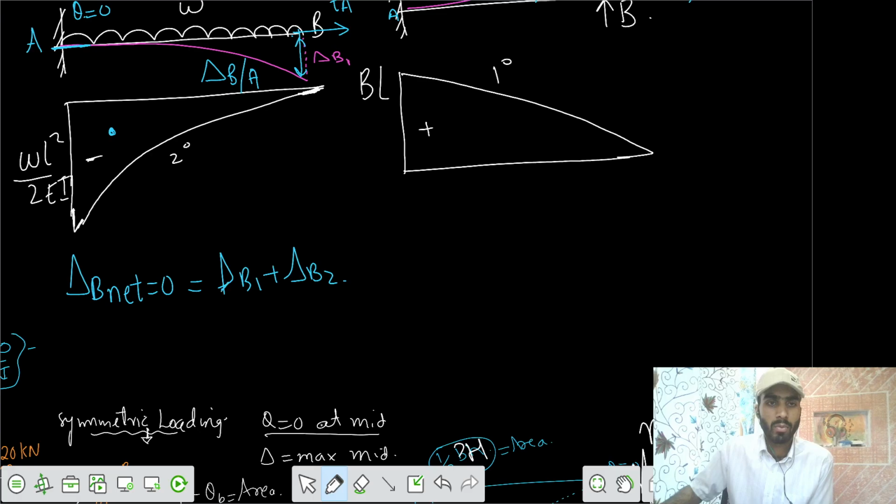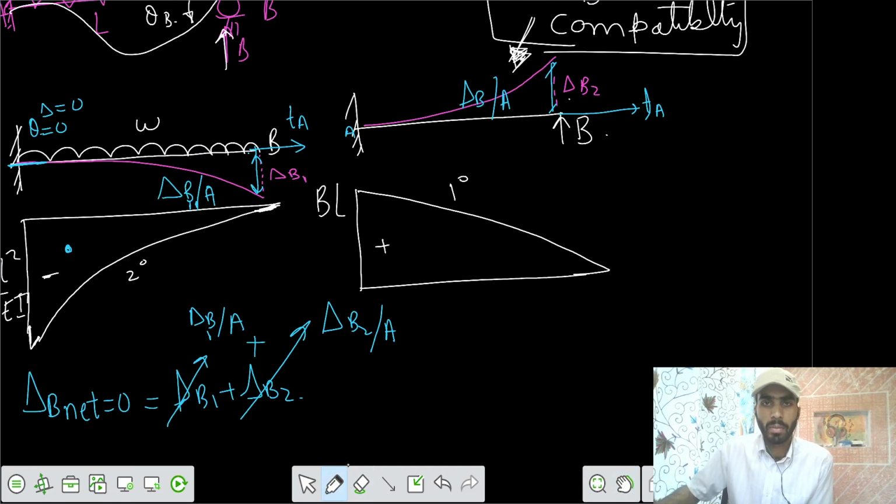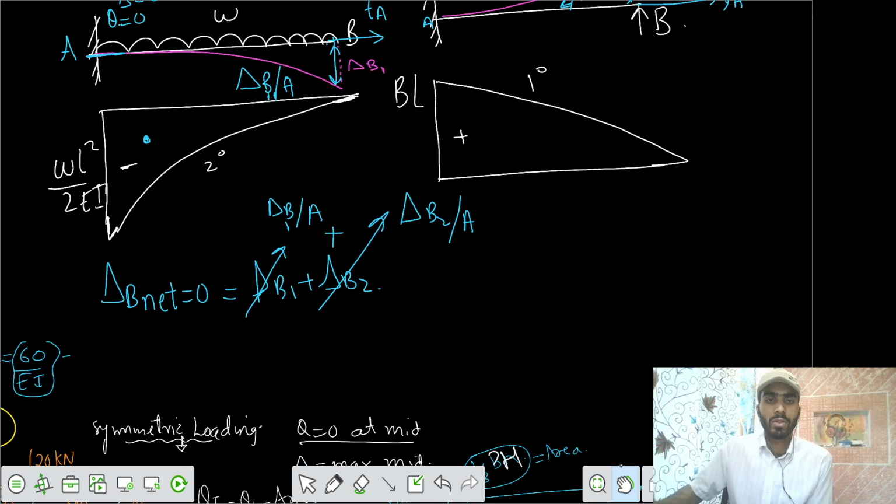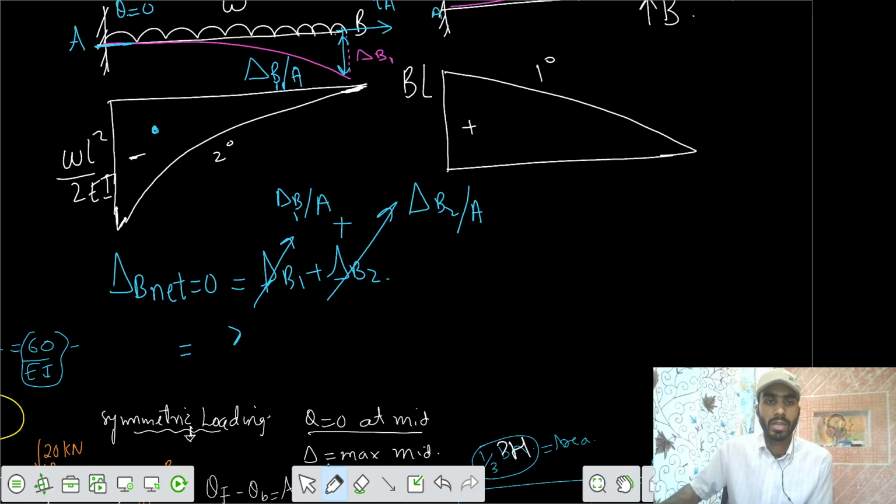But based on the moment area method, we say delta B1 equals delta B with respect to A. We can name it as delta B1 with respect to A. Similarly, plus delta B2 with respect to the tangent drawn from A. So that equals the centroid distance xB1 into area 1 plus xB2 into area 2. Can we write it this way?